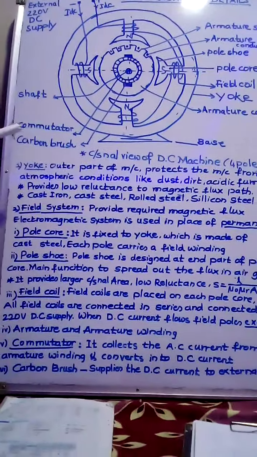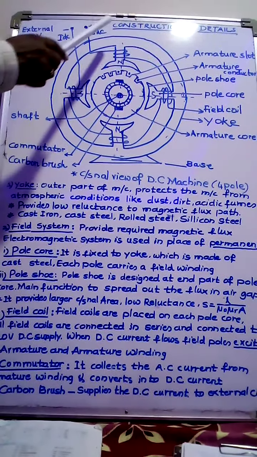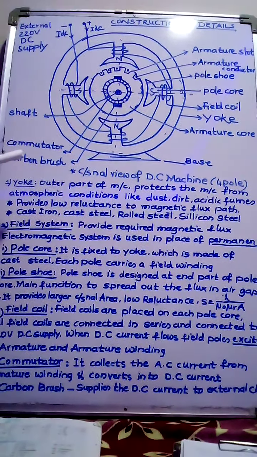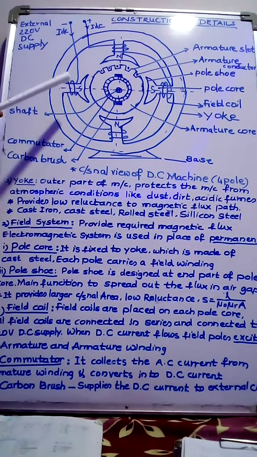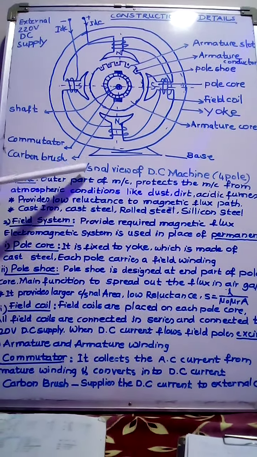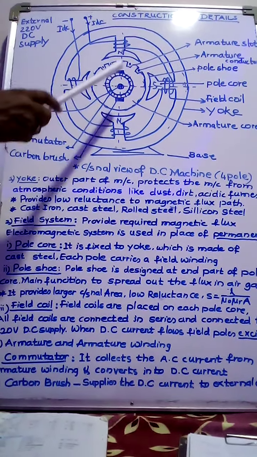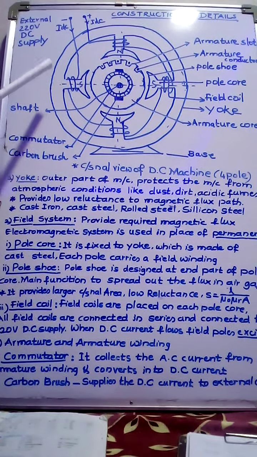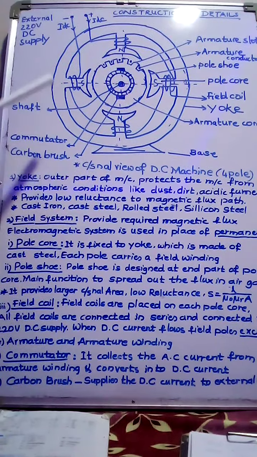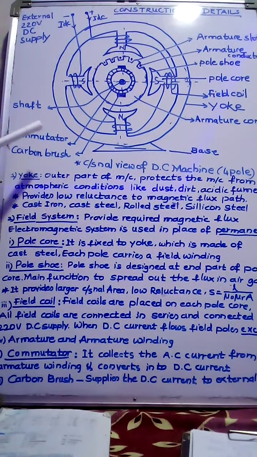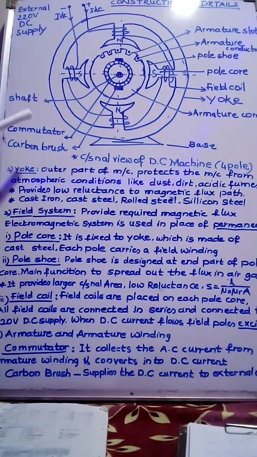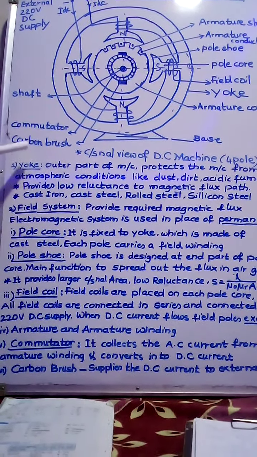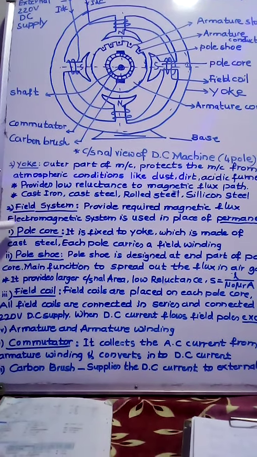Good evening, students. Today we have to see the cross-sectional view of a DC machine, also known as constructional details. This diagram shows a cross-sectional view of a DC machine. What are the different parts of a DC machine? We have to remember them, and if a question comes, we have to explain some parts and their functions.